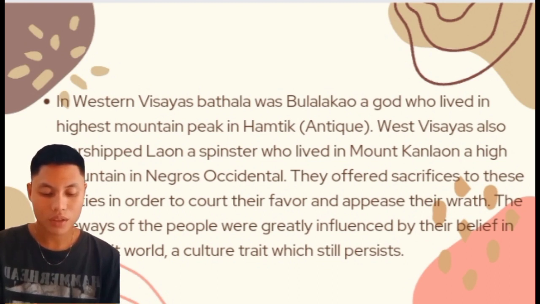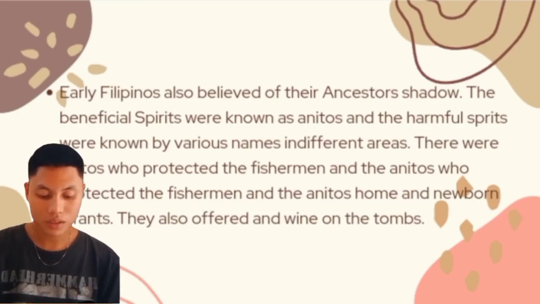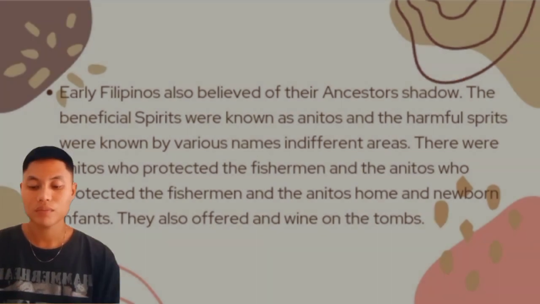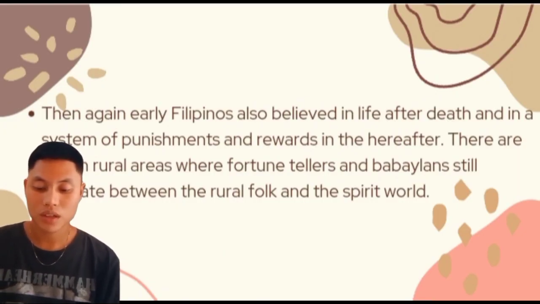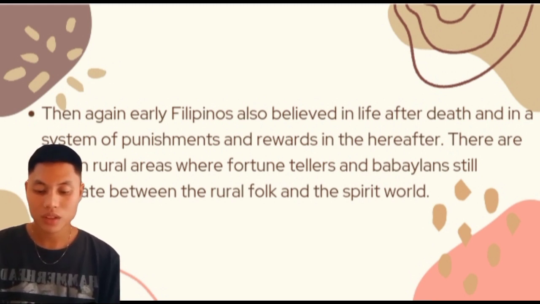The lifeways of the people were greatly influenced by their belief in the spirit world, a culture trait which still persists. Early Filipinos also believed in their ancestors' shadow. The beneficial spirits were known as anitos and the harmful spirits were known by various names in different areas. There were anitos who protected the fishermen and the home and newborn infants. They also offered food and wine on the tombs. Early Filipinos also believed in life after death and in a system of punishments and rewards in the hereafter. There are also, in rural areas, fortune tellers and babaylans who still mediate between the rural folk and the spirit world.